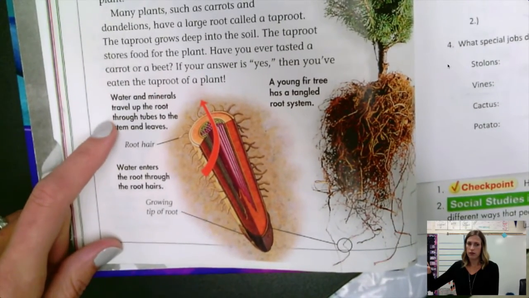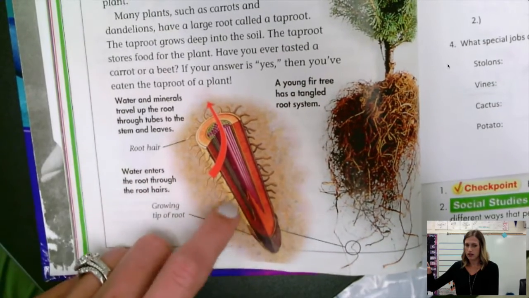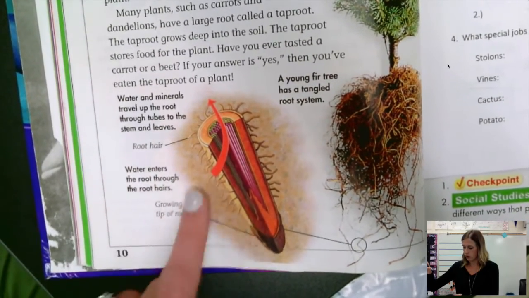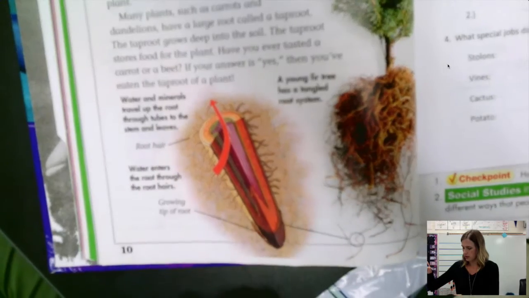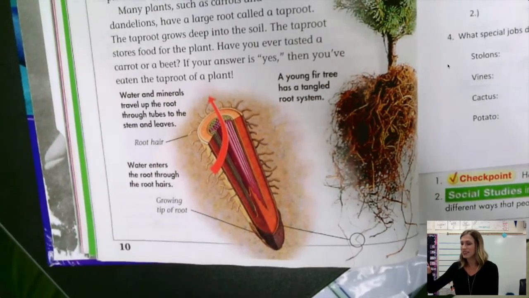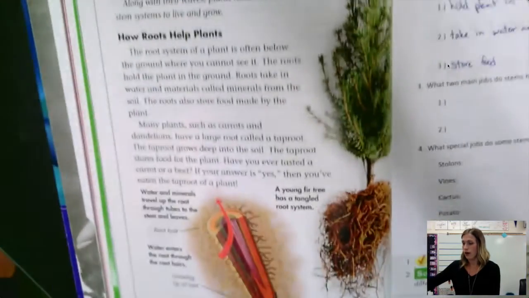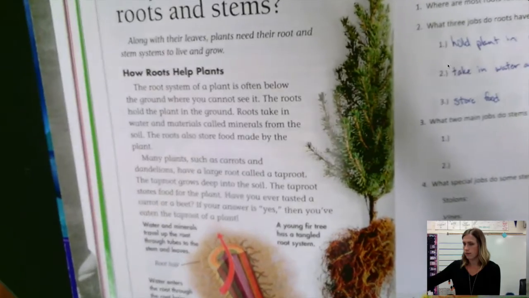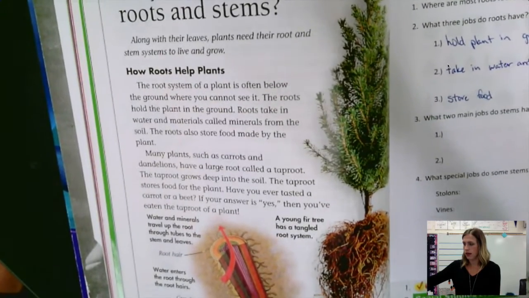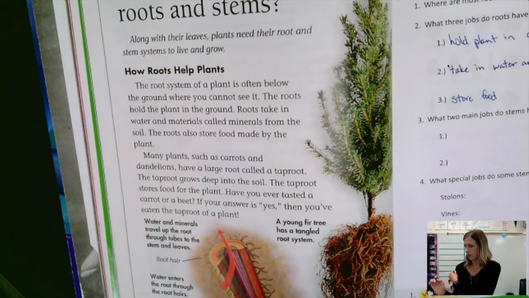Water and minerals travel through the root through tubes to the stem and leaves. So you got some root hairs on there. Water enters the root through those root hairs. That's kind of like what we had with that radish. Now that was a really small taproot because a radish is small, but that's the idea. You've got one main taproot, and then the rest of the plant makes the food, gets the nutrients from that taproot.